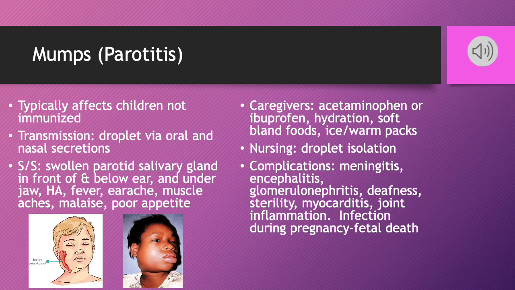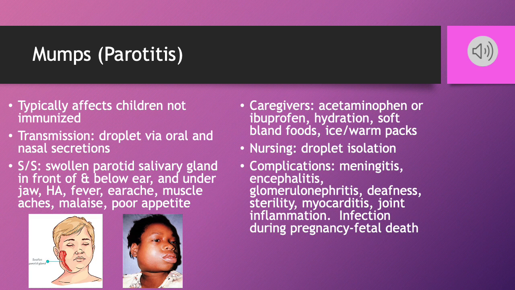Now we're on to mumps, which again typically affects children that are not immunized. The transmission happens via airborne droplets or contact with infected droplets, and this is in the oral and nasal secretions. Some signs and symptoms of mumps include swollen parotid salivary glands that are right in the front of and below the ear and it extends through the jaw.